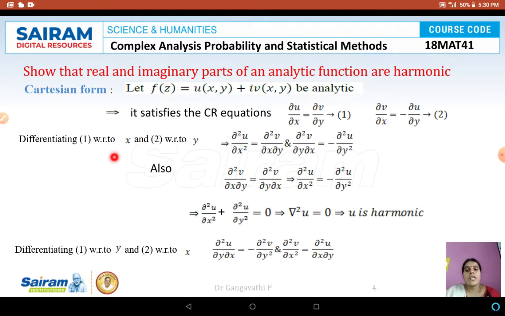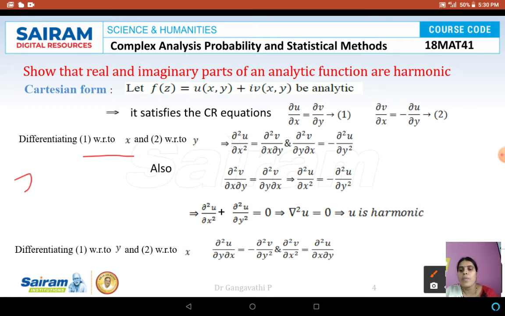So differentiating 1 with respect to x and differentiating 2 with respect to y. When we differentiate equation 1 with respect to x, we get dou square u by dou x square, which is equal to dou square v by dou x dou y. So when we differentiate this with respect to x, this is what we get. This is given here: differentiate 1 with respect to x.